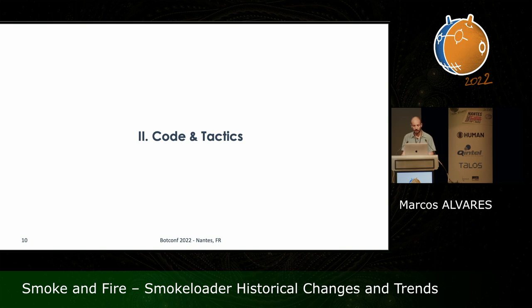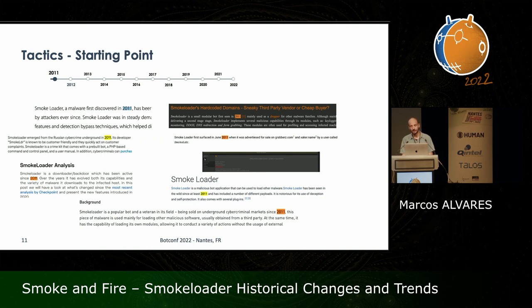Now I'm gonna talk a little bit about Smokeloader assembly code and tactics. When I started this research, I decided, okay, I'm gonna try to draw a timeline. I have been doing research on Smokeloader since 2016, 2017, and as I mentioned before, Smokeloader has been around for a long time. I tried to figure out when was the starting point. Then I went through the literature and saw all these articles mentioning that Smokeloader was discovered in 2011, emerged from the underground in 2011.